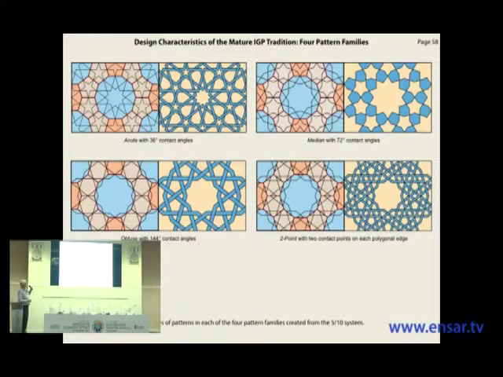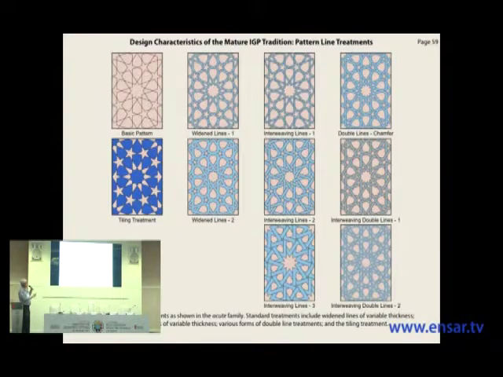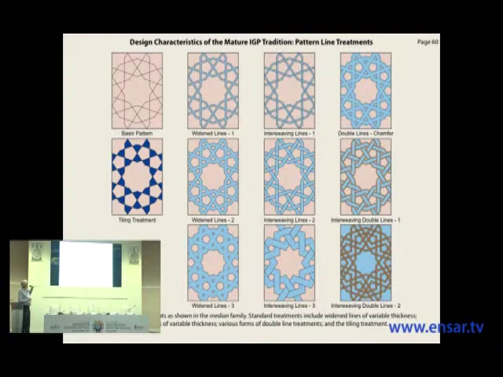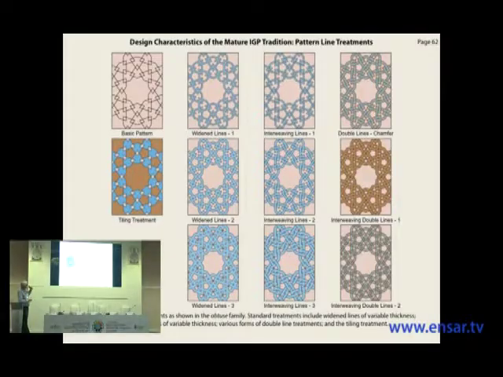Another feature of the mature tradition is just a wide variety of ways of realizing the line work. And this is just some quick drawings of different conventions, you might say, gathering wideness, sometimes interweaving, sometimes not interweaving, sometimes a tiling treatment on the left. That's in the acute family. This is in the median, this is in the obtuse family. That's in the median family. And here's some widened lines in the 2-point family.